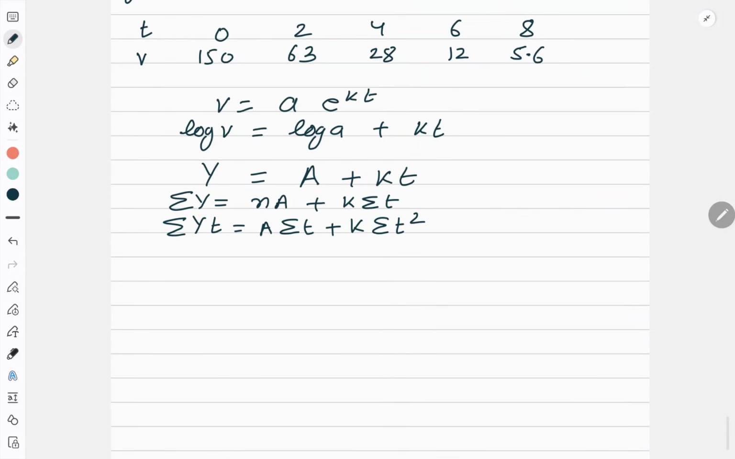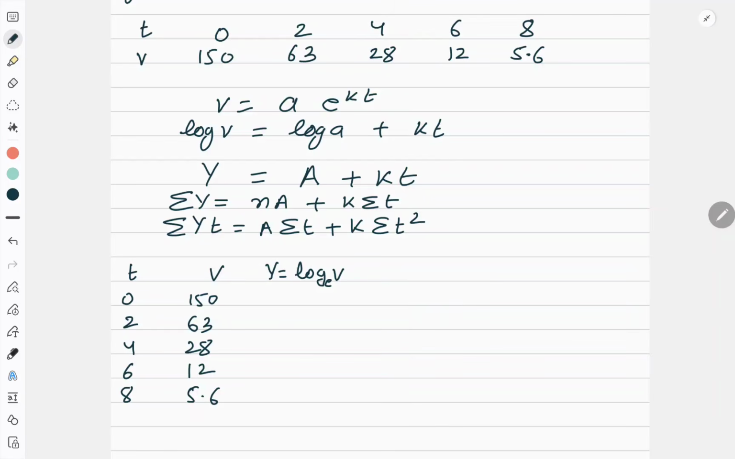Now as per this, I have to make the table, right? My table's first column will be t, second will be V, right? So t is 0, 2, 4, 6, 8. V is 150, 63, 28, 12 and 5.6. Now the next column is y. Now what is y? y is log of V. Again I will remind you, you have to take base e. Okay, don't take base 10, otherwise your answer will not match, right? So now let us start doing this.